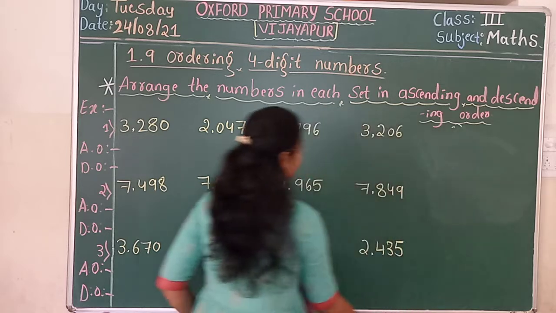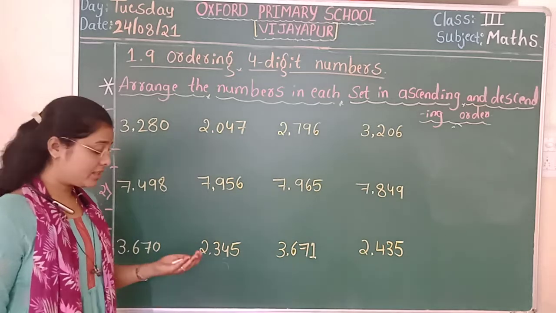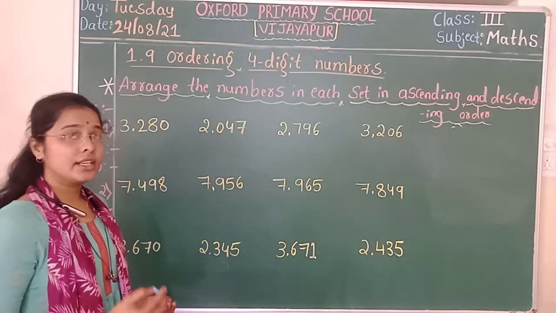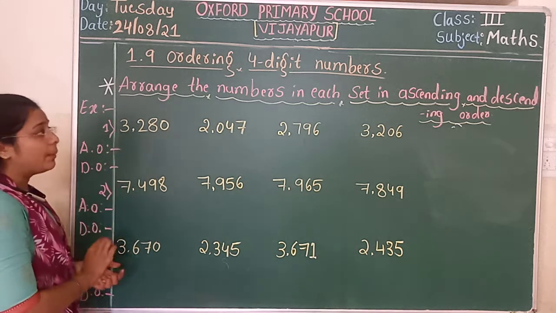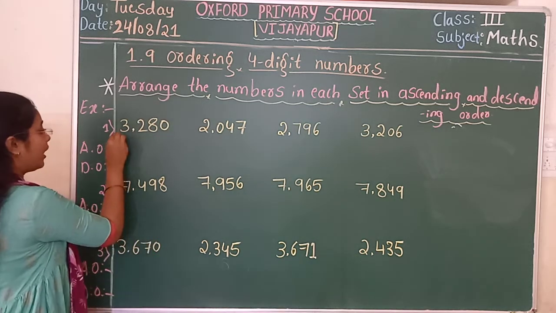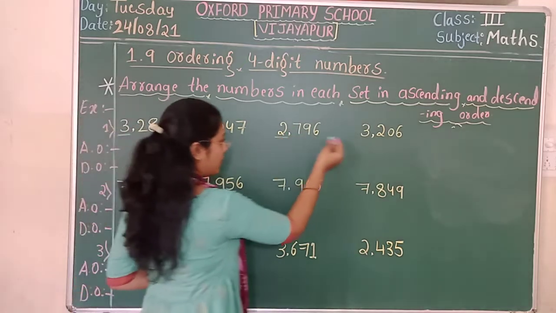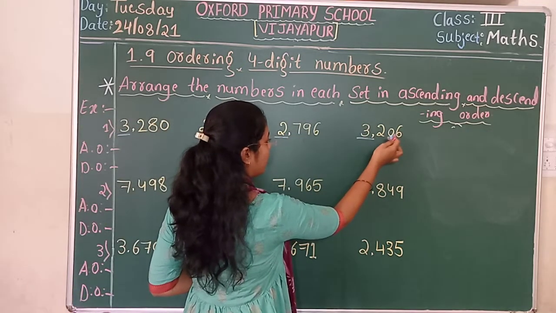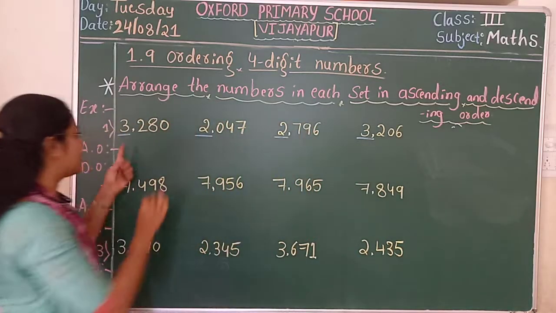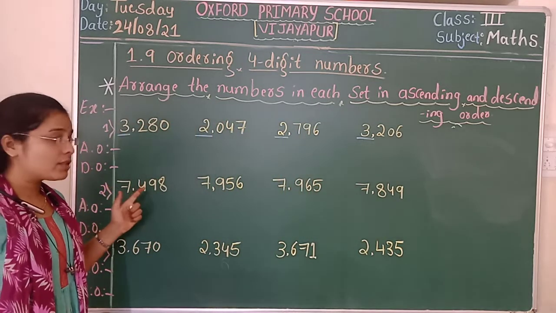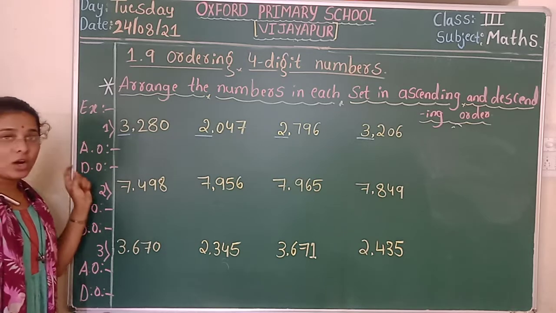Now, with these 3 examples, we will learn how to arrange these numbers in ascending and descending order. At first, while comparing the numbers, we always have to observe the bigger place. In this number, which is the bigger place? Ones, 10, 100 and 1000. The 1000 place is the bigger place. First, we have to arrange them in AO, ascending order.